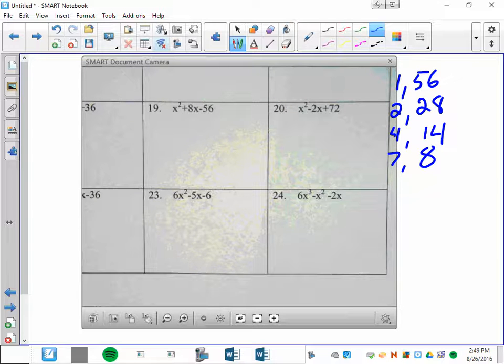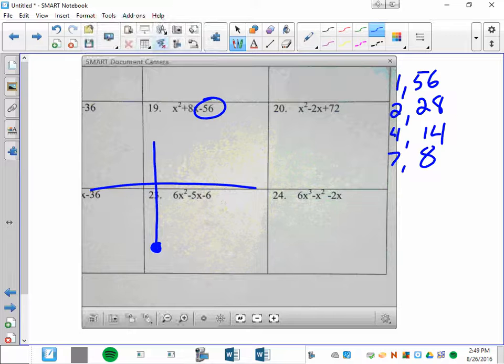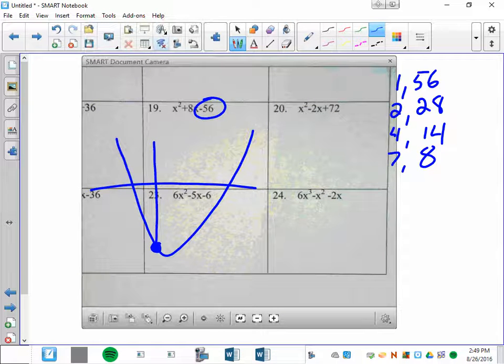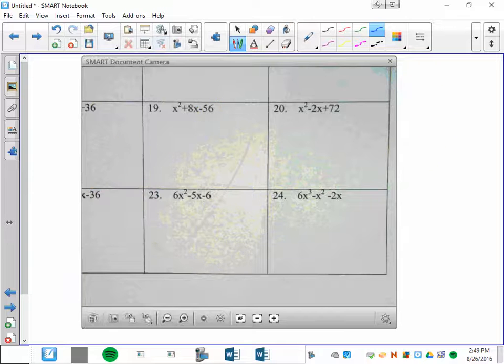I can guarantee this one touches because the y-intercept is negative 56. So it touches down here at negative 56, and it's positive. So it either looks something like that. Unknown. We would have to use the quadratic formula to find it, and it would have a square root in it somewhere. So, yeah, we'll get to that again. Or you could complete the square, but we're not going to do that today.